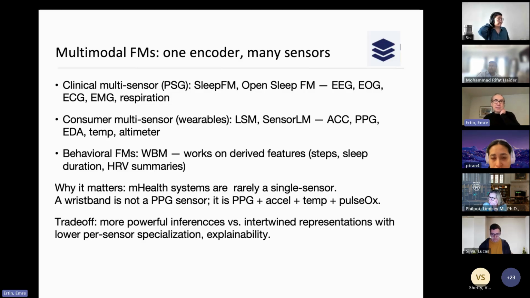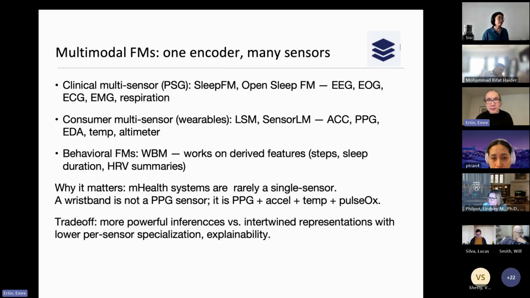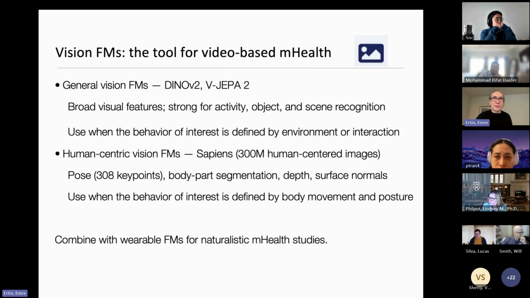So the trade-off is that with multiple streams we can typically do more powerful inferences, but now all the data goes in and you get one common, intertwined representation space. So it's very hard to tell, if you find a signal, say a certain disease risk, which sensor it originates from. Tracing it back to what feature it relates to becomes much more challenging. So explainability becomes a challenge with multimodal measures.